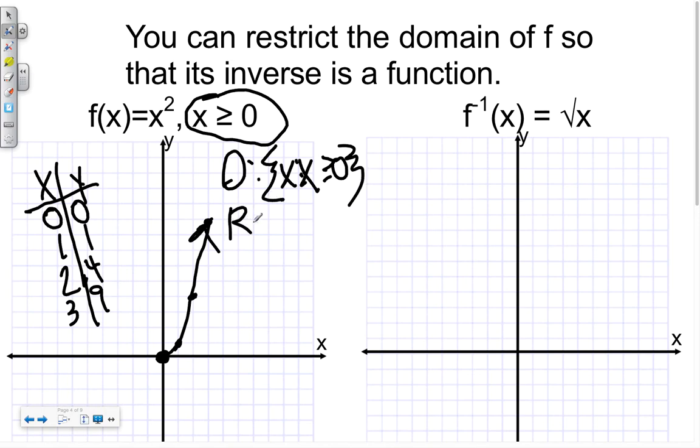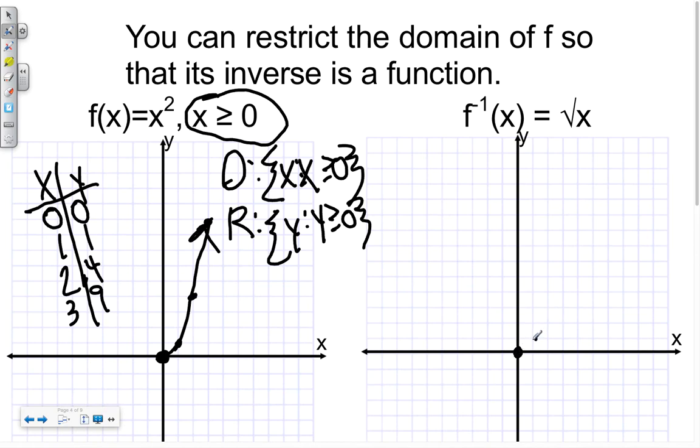And then your range here, if you look at your y's, that is going to be still positive values. So y is greater than or equal to 0 here. So again, for this one, you only have the positive. It doesn't say plus and minus. So that's why we're only going to be using the positive part here.